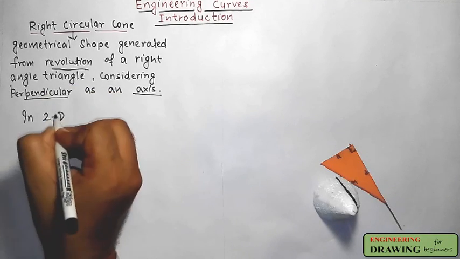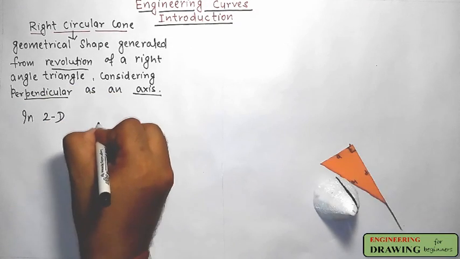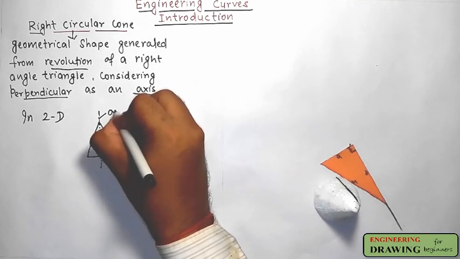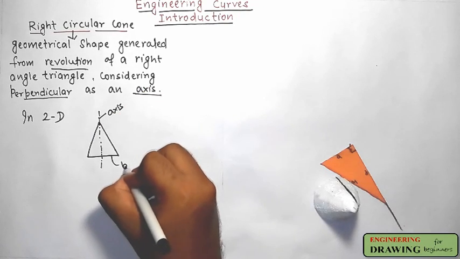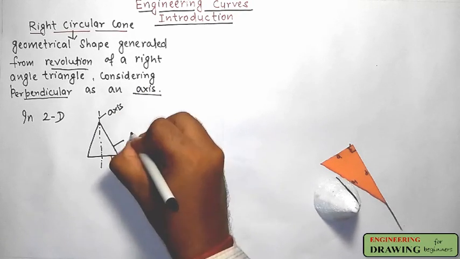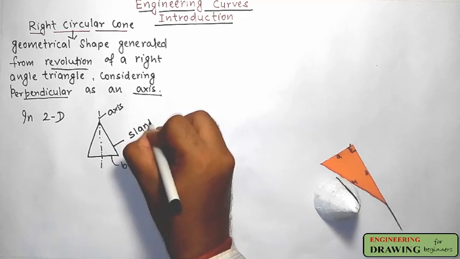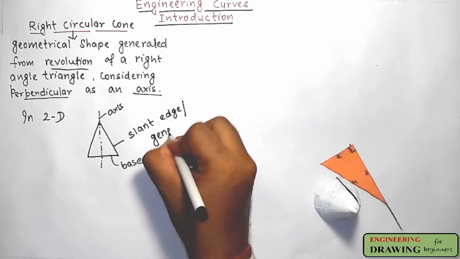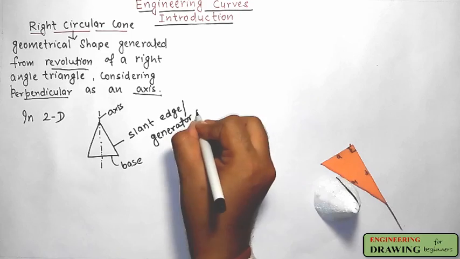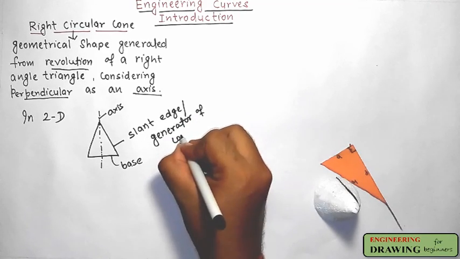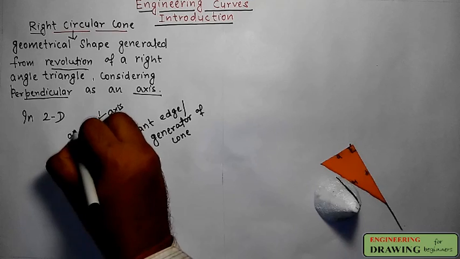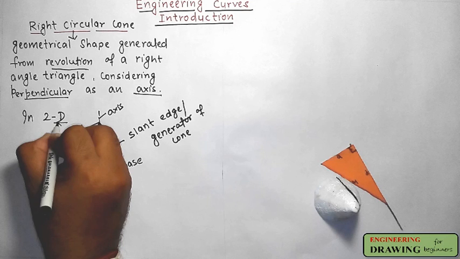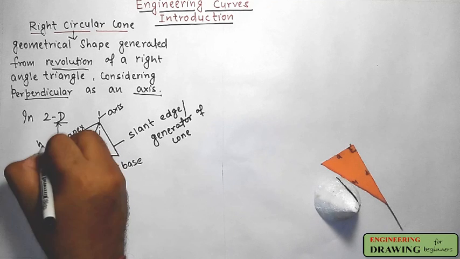In two dimensions, it will look like this. This is the axis, this is the base, this is called the slant edge or generator of the cone. This is the apex and this is the height of the cone.